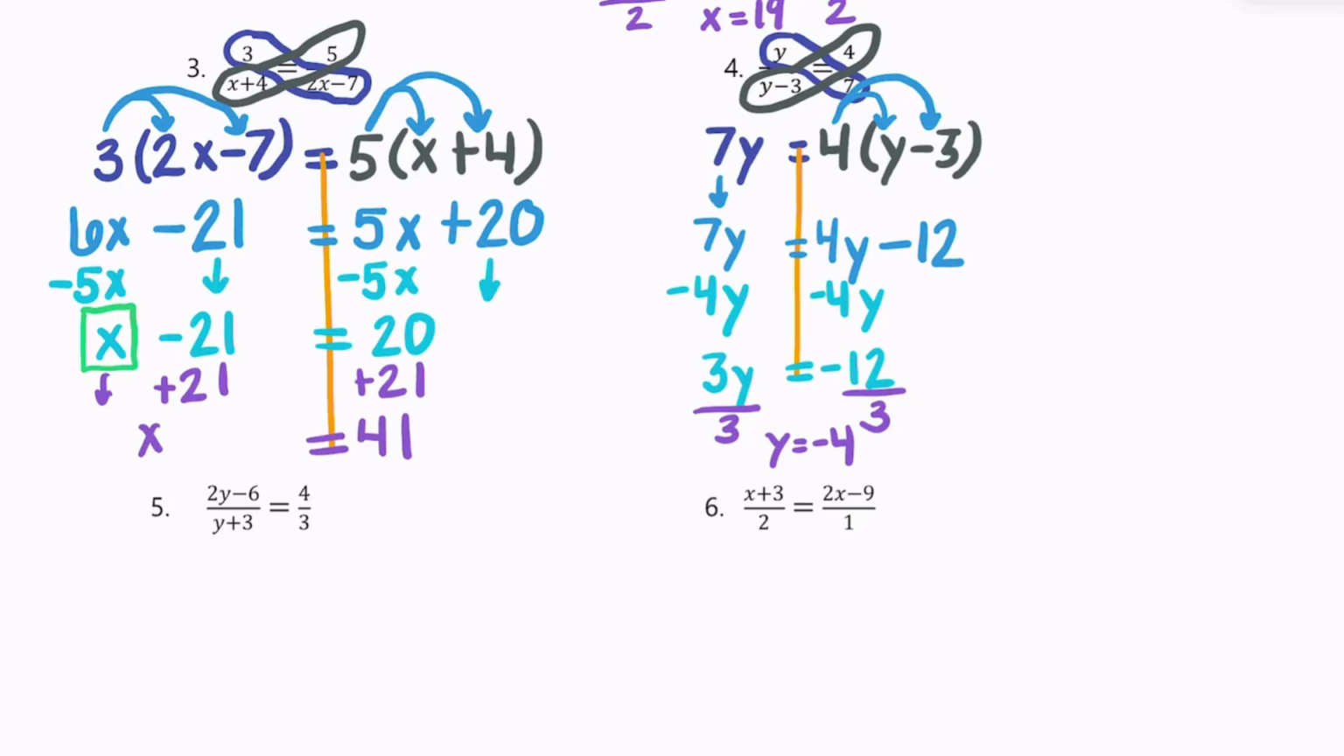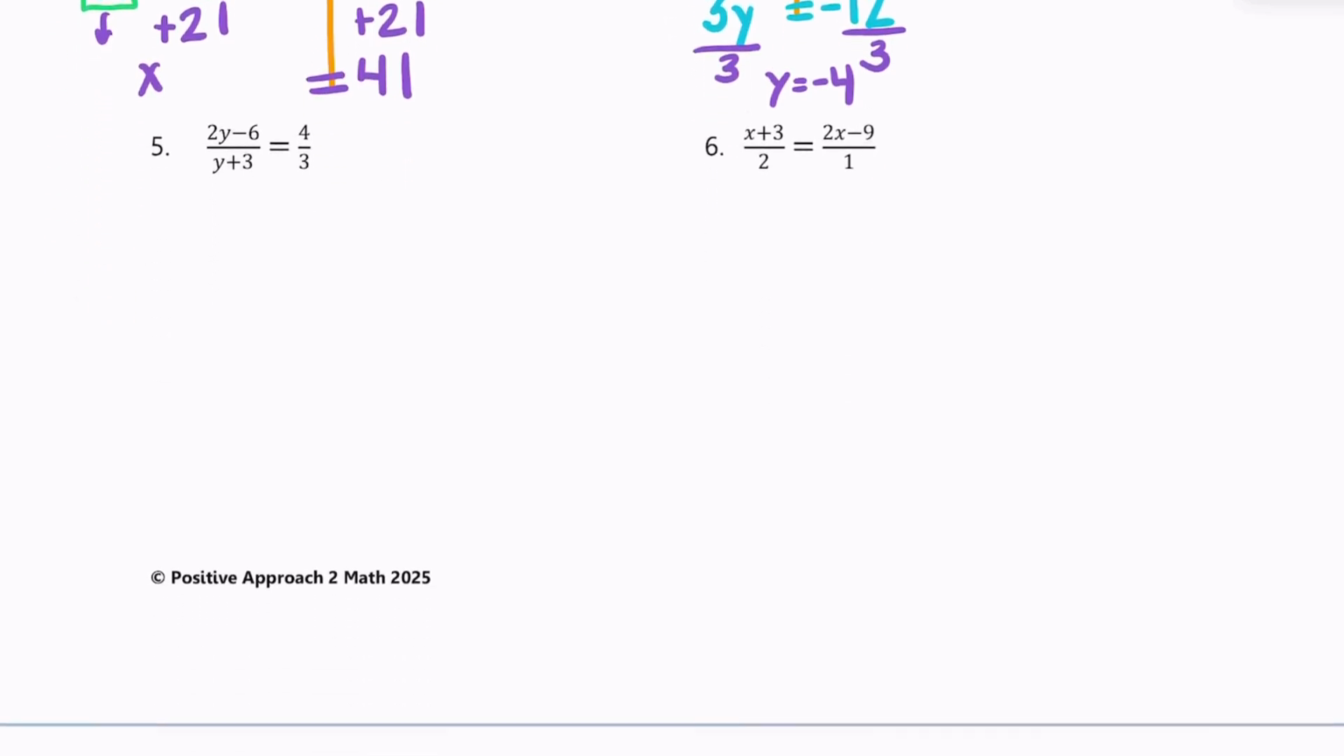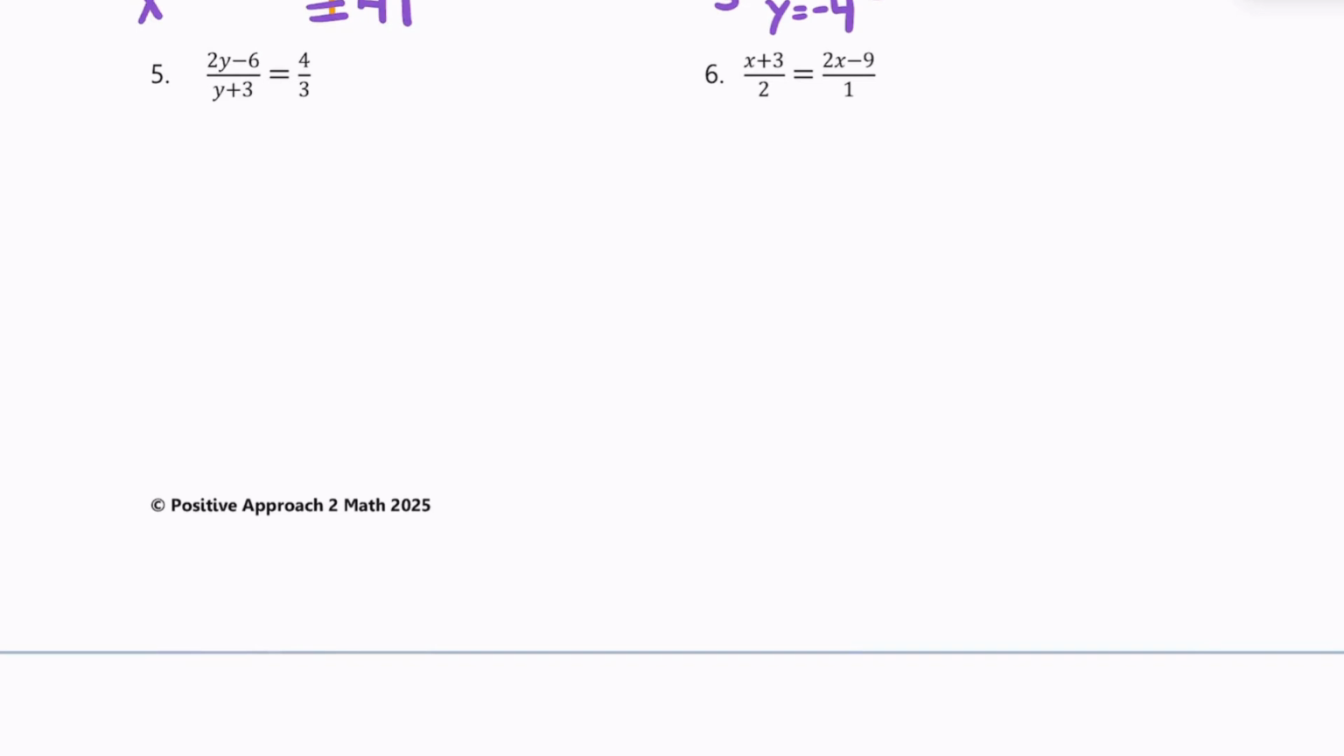Alrighty, onward and upward to our last 2 problems, number 5 and number 6. Hopefully you're getting the hang of it, and maybe you're just watching for 1 or 2 problems that you got tripped up on. No big deal. Watch what you need. So looking at number 5, we see we have a proportion. We see we have a fraction equals a fraction. I'm going to draw my butterfly wings.